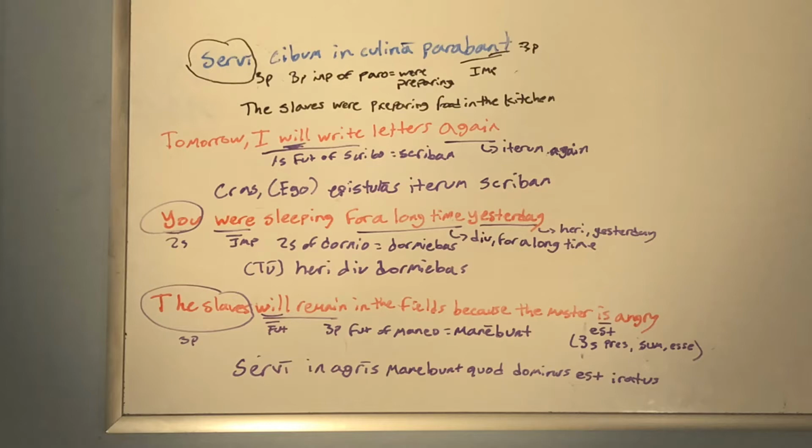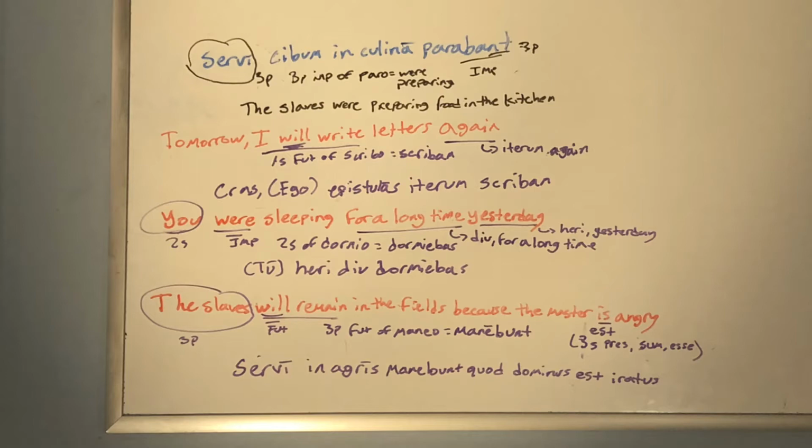So then we can translate the rest of the sentence. Tu, once again, you don't need to have this. It is implied with the second person singular nature of the verb. Since we see that second person singular ending, we know that we can add the tu there. Whether you have it or not, it's irrelevant. It doesn't matter. So, tu, whether or not you have it, heri diu dormiebas would be this sentence.